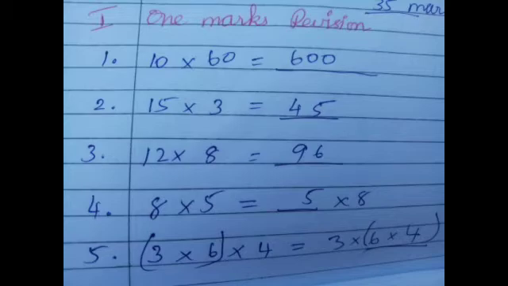See children, first one is 10 multiplied by 60. It's a 0 number multiplication. 10 we have is 1 0 and 60 also we have 1 0. So totally we have 2 zeros in this answer. Need to put in the 0 0. Then after that number alone you can multiply. 6 ones are 6. So 10 into 60, the answer is 600.